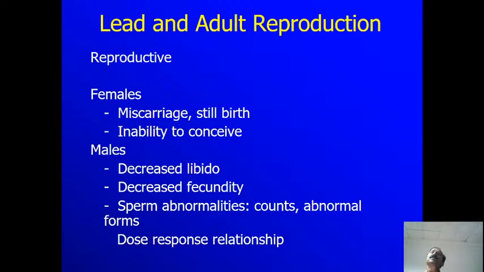As far as adult reproduction is concerned, we have problems in the female reproductive tract: miscarriages, stillbirths, inability to conceive. Males can have decreased libido, decreased fecundity, and sperm abnormalities in counts and forms, and there is a dose-response relationship. That means with increased dose, you have a decreased sperm count, and that sort of thing occurs in both males and females.